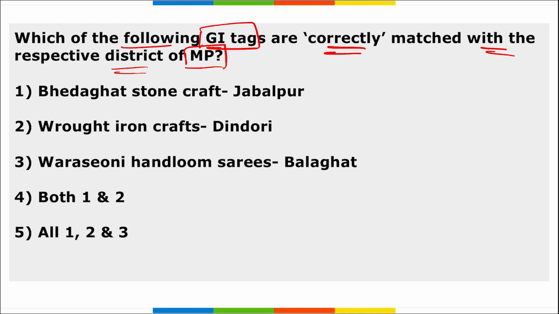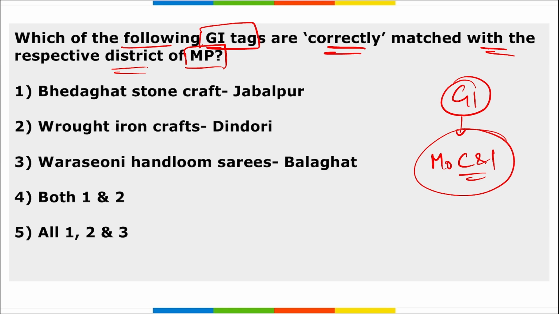Next, which of the following GI tags are correctly matched with the respective districts of Madhya Pradesh? See, first of all, remember GI tag, geographical indication tag, right? This GI tag was granted by which ministry? It was granted by the Ministry of Commerce and Industry, and it was granted to several products of Madhya Pradesh.